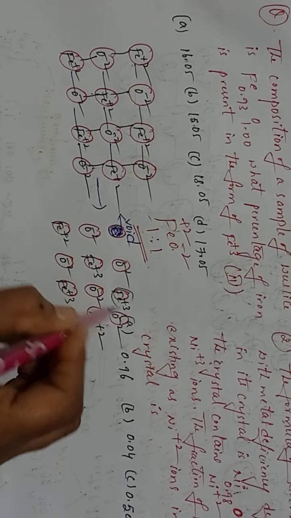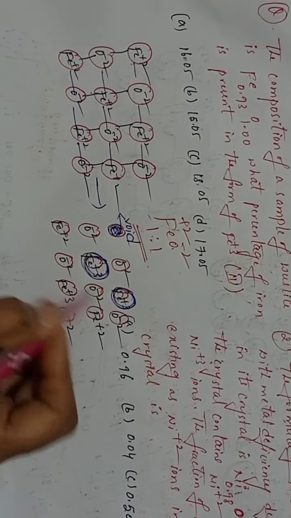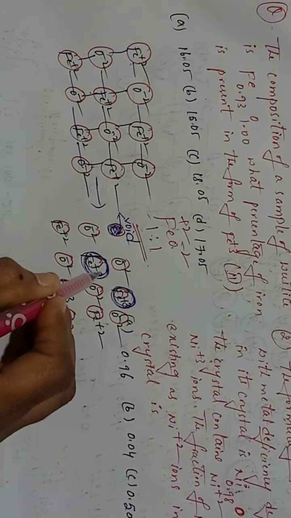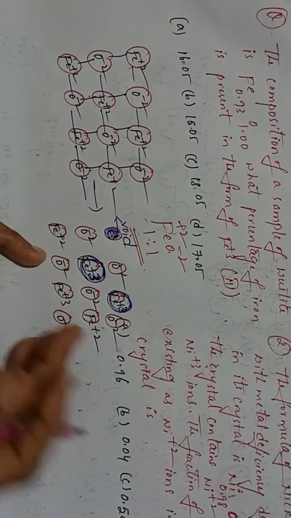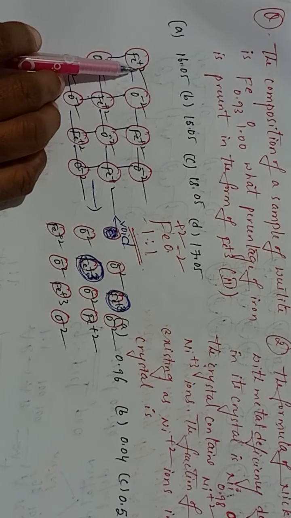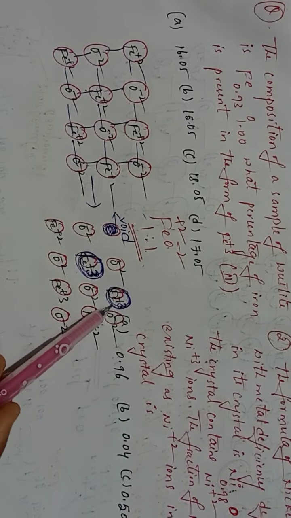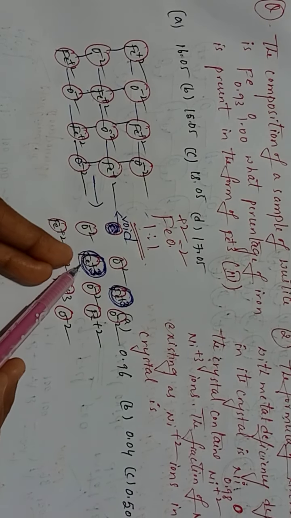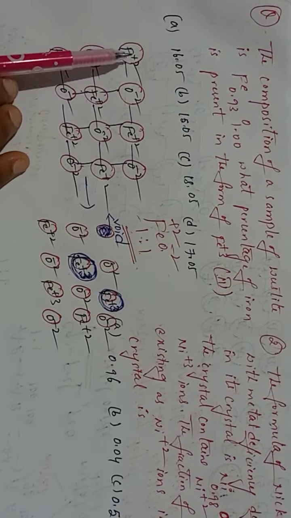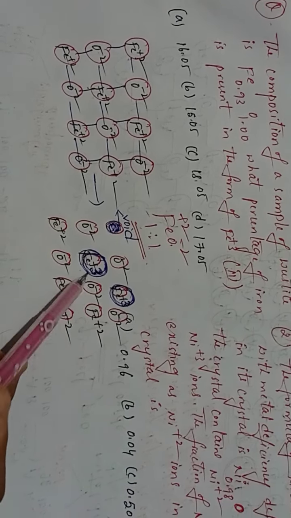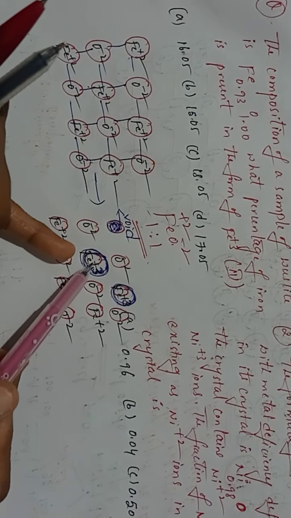Which one is this, students? Fe+3, Fe+3. Are you understanding? This is Fe+3 and this is also Fe+3. Clear this one? That means when one Fe+2 is removed from the crystal lattice, two Fe+2 ions are converted into Fe+3 ions to maintain the electrical neutrality. Understanding, students? So when one Fe+2 ion is removed from the crystal, two Fe+2 ions convert into Fe+3.